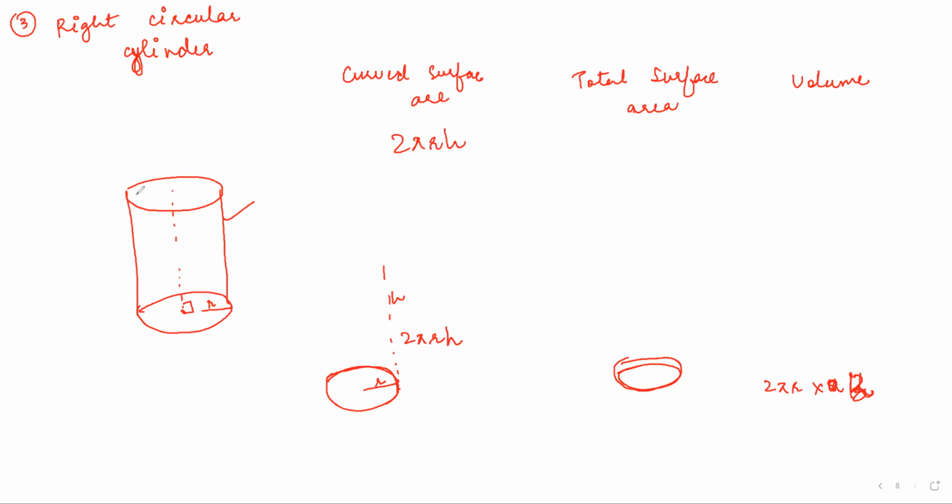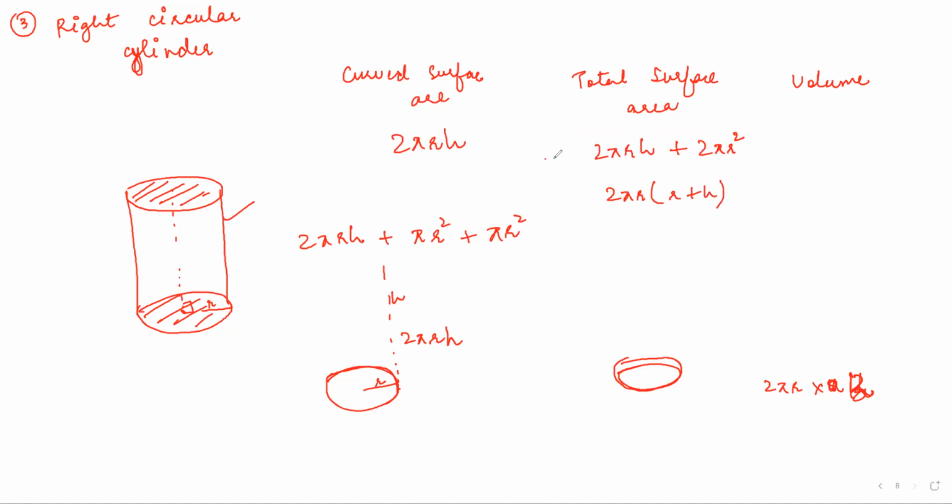Now let us come to total surface area. In total surface area, you have the top also and the bottom also. So the curved surface area, 2 pi r h, plus the area of the top, pi r square, plus the area of the bottom, which is again pi r square, the area of the circle. So the total surface area becomes 2 pi r h plus 2 pi r square. Sometimes it is written by taking 2 pi r common, as 2 pi r times r plus h. But this is easier to remember, whichever you wish.